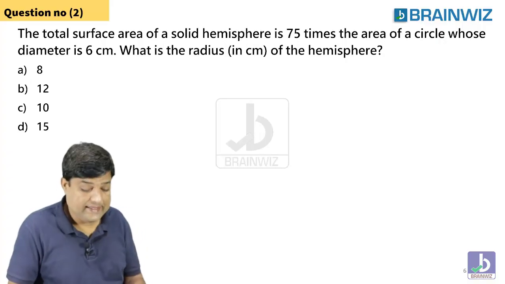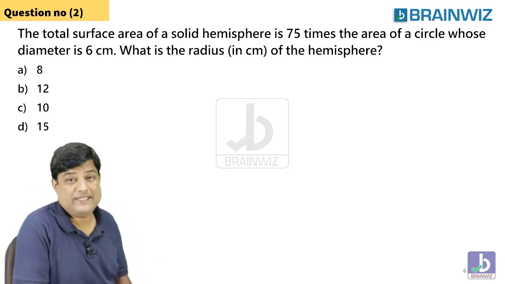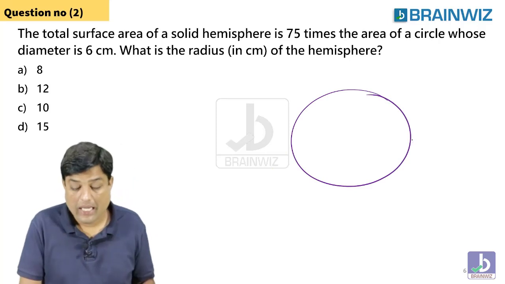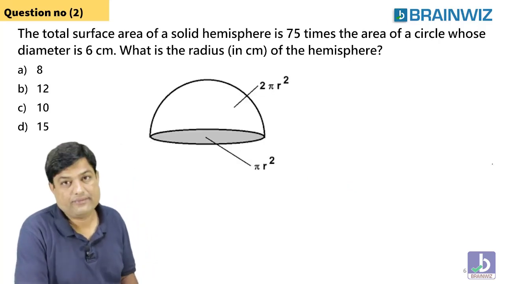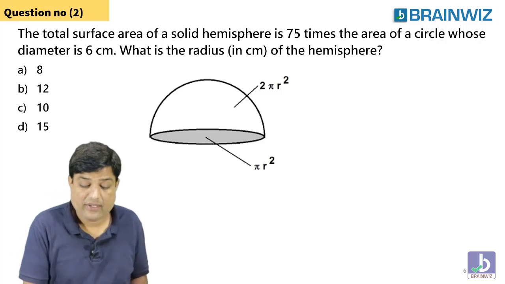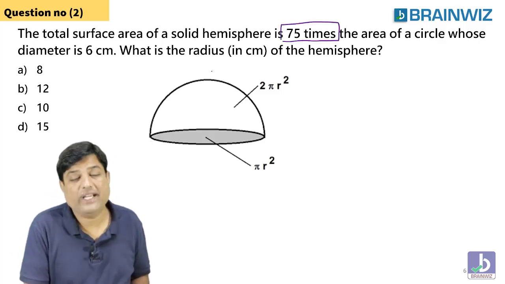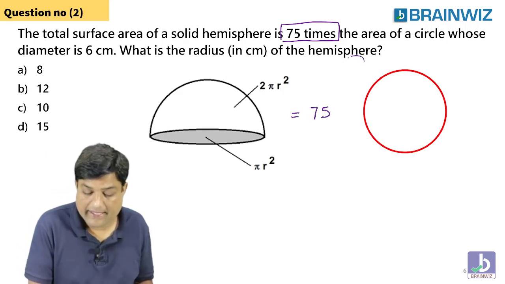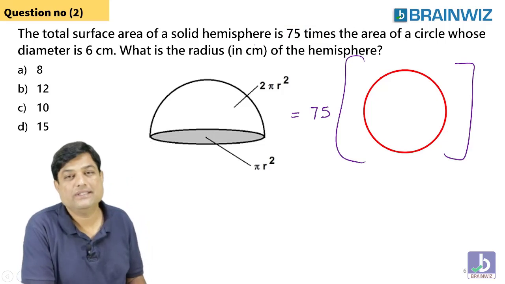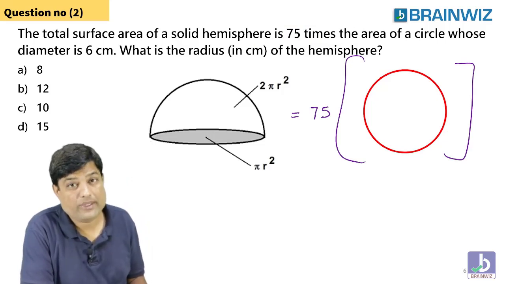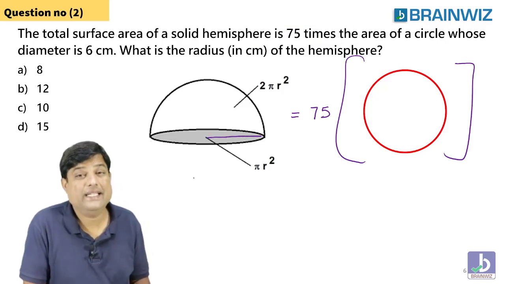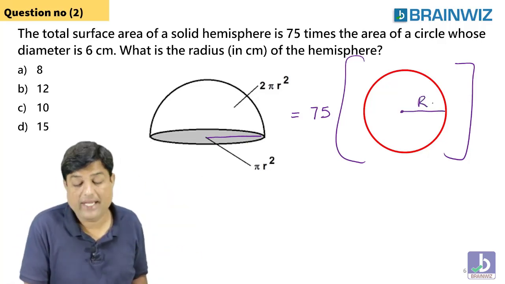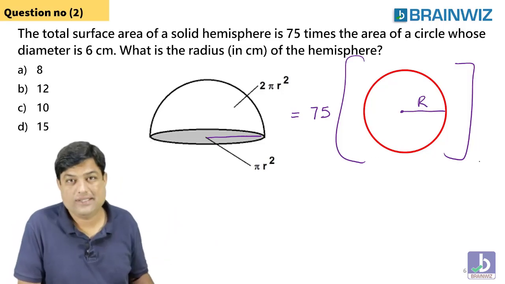Here in this question, he has said that the total surface area of a solid hemisphere. You all know hemisphere. Guys, a sphere is nothing but a round ball. A hemisphere is nothing but half. So this hemisphere area is 75 times the area of the circle. Are you understanding, everybody? So here try to remember that the radius you have in this hemisphere is not the same radius r over here.